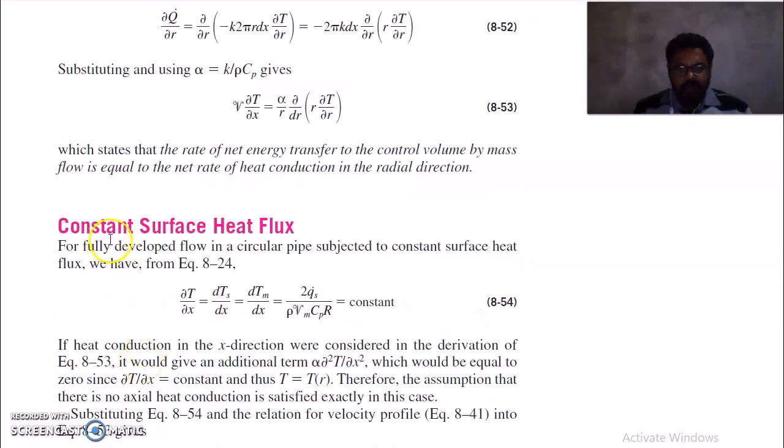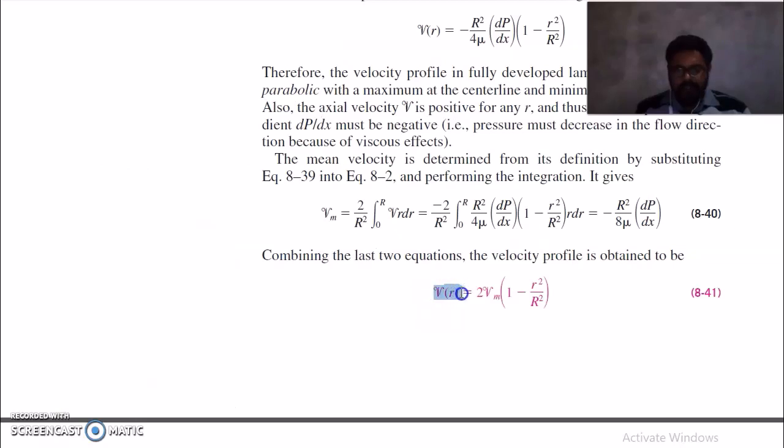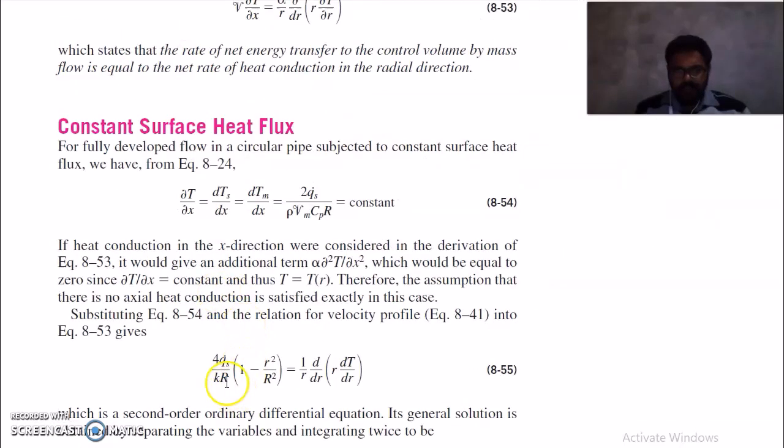We also know, for fully developed flow in a circular pipe subjected to constant surface heat flux, this is the condition which we had previously derived. Now this del T by del x value, you can put in this equation by replacing this value, and by using the relation that Vr is equal to 2Vm, which is the relation between velocity and mean velocity, you will get this relation here.